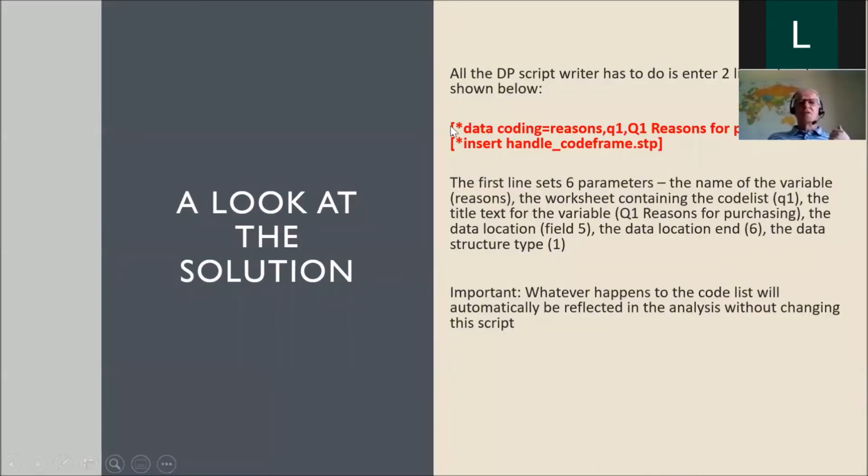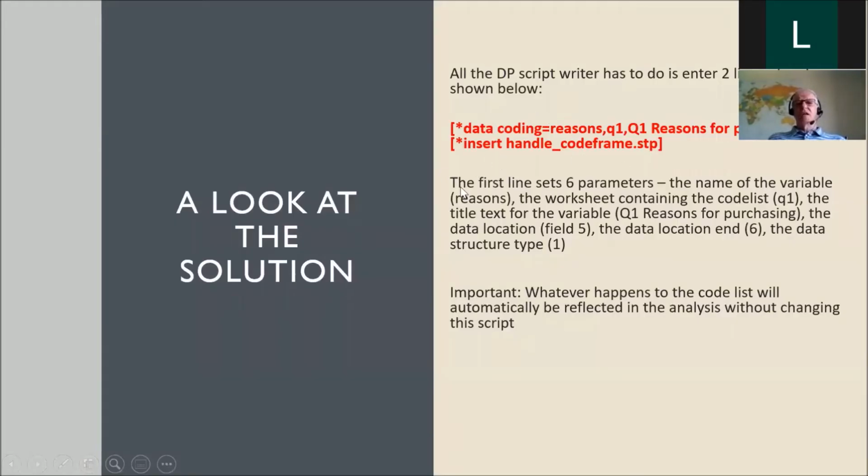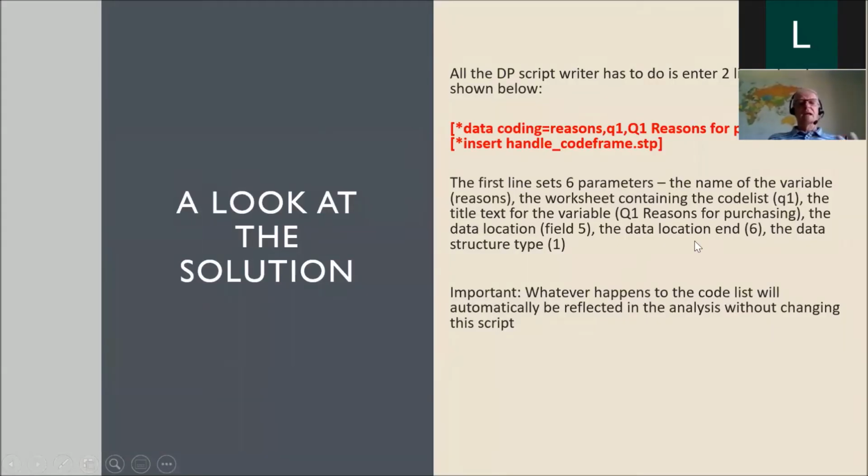And all that the person in data processing has to do is enter those 2 lines in red. So they would set a reference. They would say they want to look at the worksheet called reasons, the variable called Q1, and they want the title to be Q1 reasons, reasons of purchasing. And they've got some other settings here as well. And then that calls in that piece of script that will read that workbook, the worksheet called reasons. We're assuming this sheet here is called reasons, and it will automatically do everything for you. That's it, just 2 lines of code, nothing else.